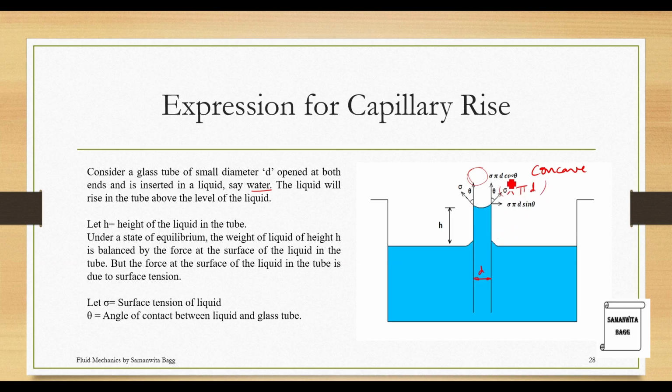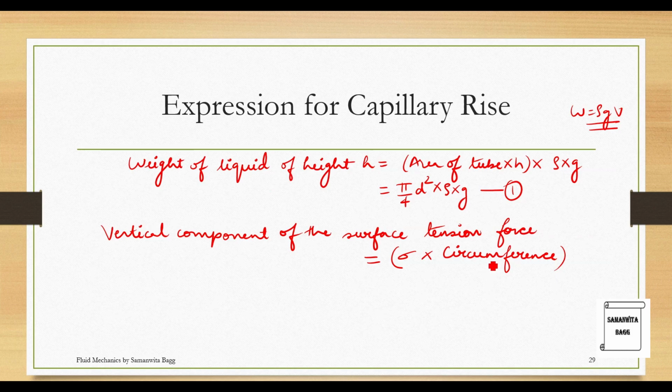Now, when I resolve this force in the two directions, along the angle theta, it will be sigma pi d cos theta, and in the perpendicular direction, according to mechanics, it will be sigma pi d sin theta. Now, weight is always balanced in the y direction. So, I'll write over here, this will be sigma into pi d, and don't forget to add the cos theta term. So, this is the term to be added. So, this becomes my equation 2.